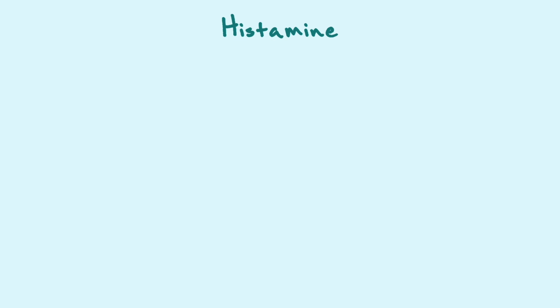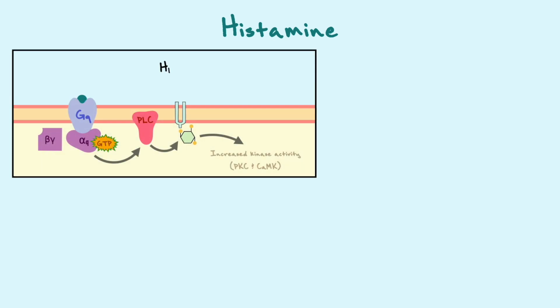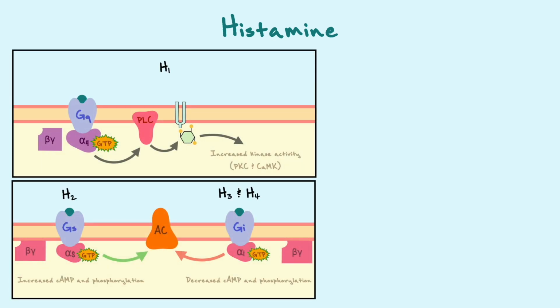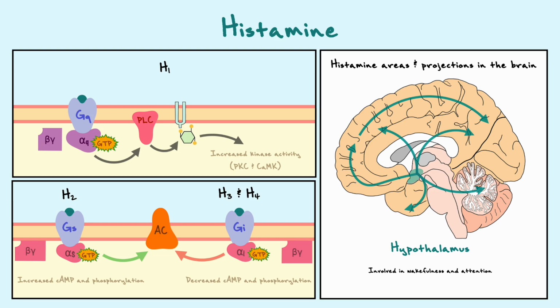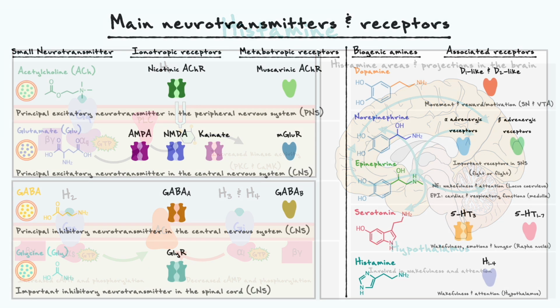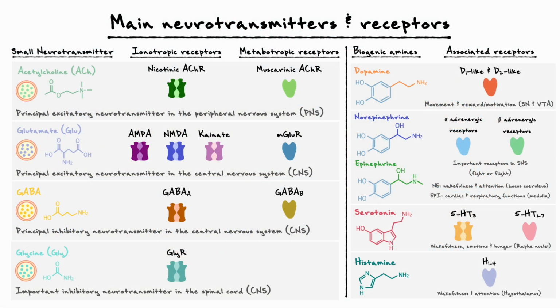There are 4 main families, and just like in the case of serotonin, these metabotropic receptors carry out the GI, GS, and GQ pathways. Receptor H1 mediates GQ, H2 mediates GS, and H3 and H4 mediate GI. In terms of its location in the brain, histamine is mostly found in neurons of the hypothalamus, and their connections mediate wakefulness and attention. In summary, of all we've discussed about biogenic amines regarding the receptors and functions, you can refer to this to get a general overview.